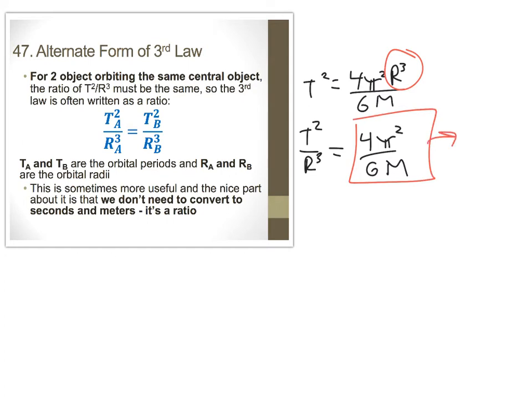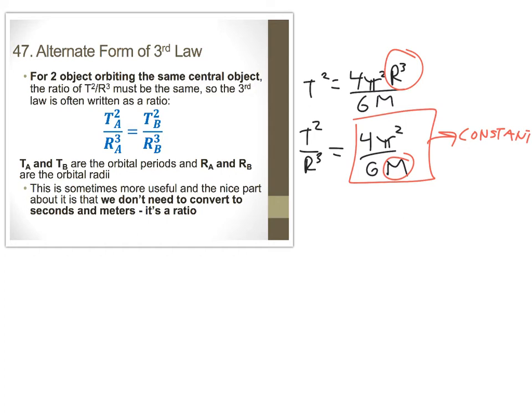The reason why I did this is, if we think about this right side of the equation now, if we're talking about two things orbiting the same object, for example Venus and Earth both orbiting the Sun, this term on the right-hand side is going to be a constant. 4 is not going to change, pi is not going to change, G is a constant, and this M is the mass of the central object. So if they're orbiting the same thing, that would also be the same.